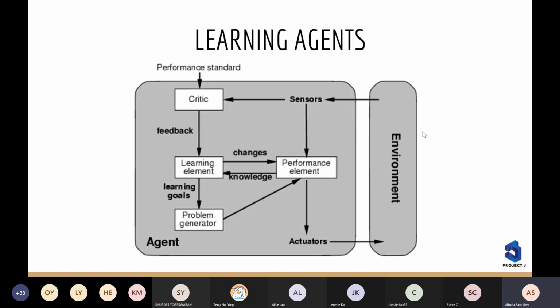The next and the last one is about learning agents. A learning agent is actually a little bit different from other agents. A learning agent has four components to guide its actions and measure its performance. Let me first talk about what a learning agent is. A learning agent is a type of agent that has a learning capability, or it can learn from its past experiences.